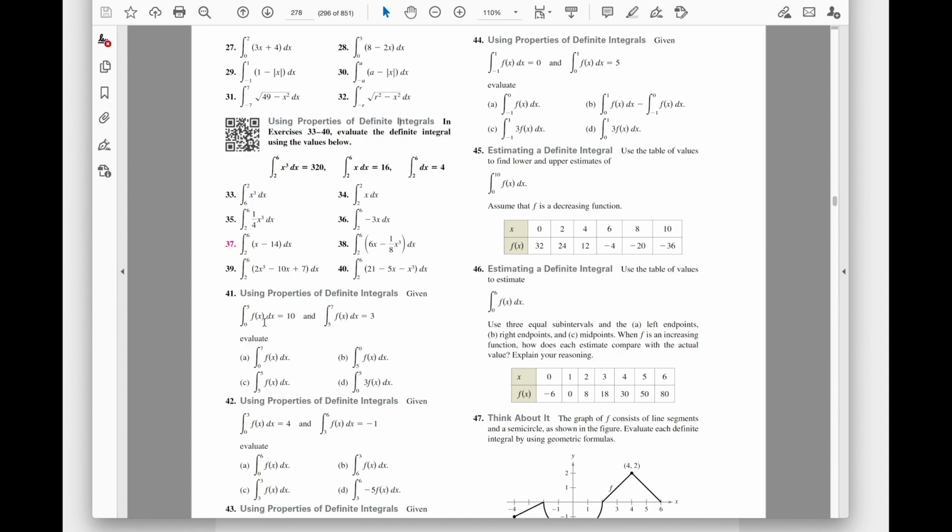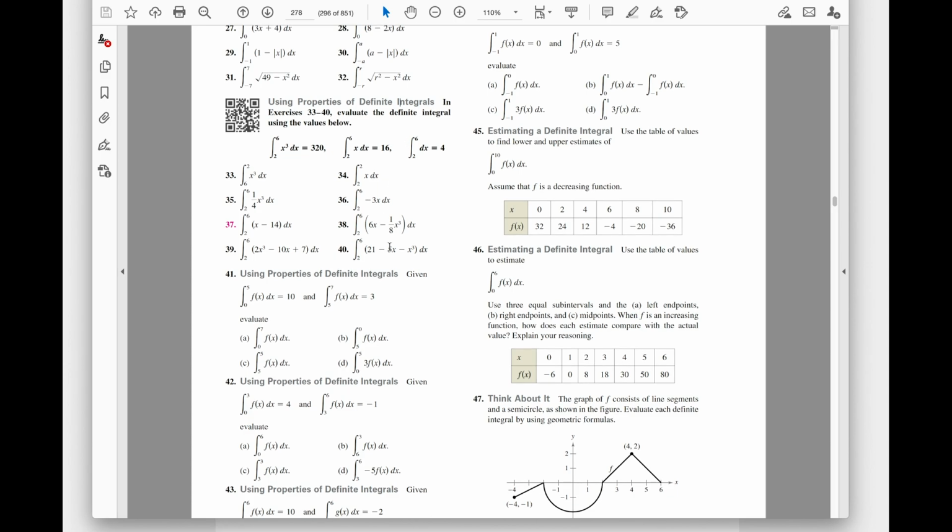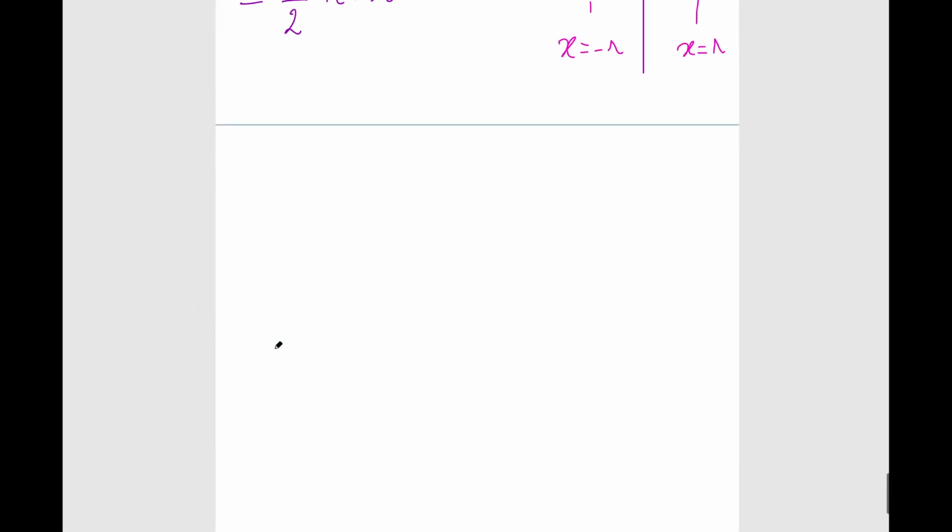How about the problem here? Over here they said in exercises 33 through 40, evaluate the definite integral using the values below. Let's choose, how about we choose 40? So they gave us those values and they want us to find 40. Let me copy the details on the screen. So as we said, this is number 40.